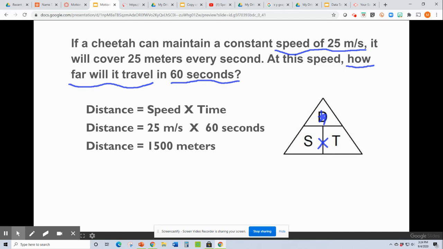Of the available units in this problem, I have meters and I have seconds. Which one of those is a distance? Seconds is not a distance, that's time. But meters is a distance. So I'll use my common sense and come up with 1,500 meters. Again, algebra students, you should be able to just cancel out the seconds and know that you are left with meters, okay?